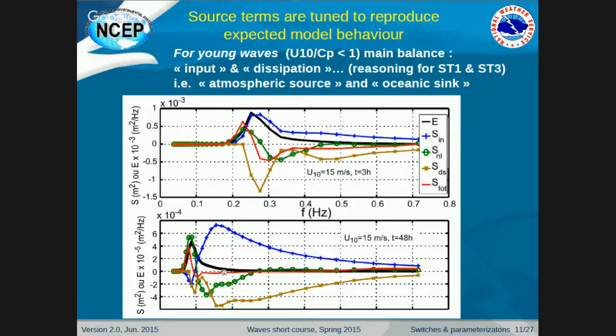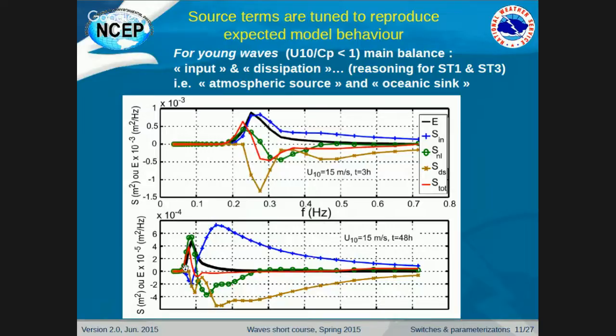You can see that we have almost an equilibrium. The red line here is almost zero all the way to high frequencies, because essentially the input is balancing the dissipation at all the frequencies, but we still have a little bit of shift towards lower frequencies, and actually this imbalance of input and dissipation is related to the swell and how the wind waves transfer energy to the swell.